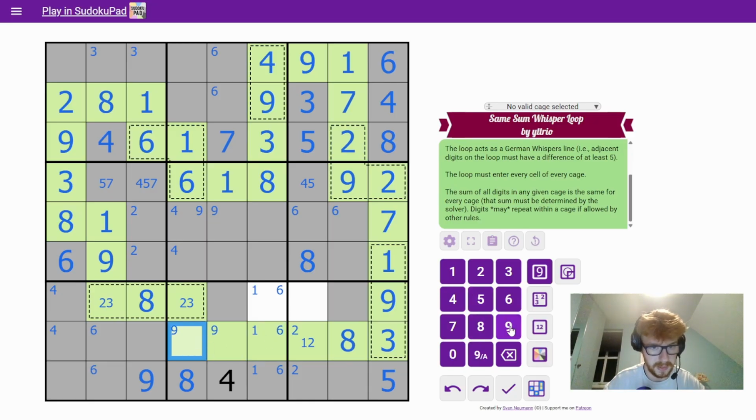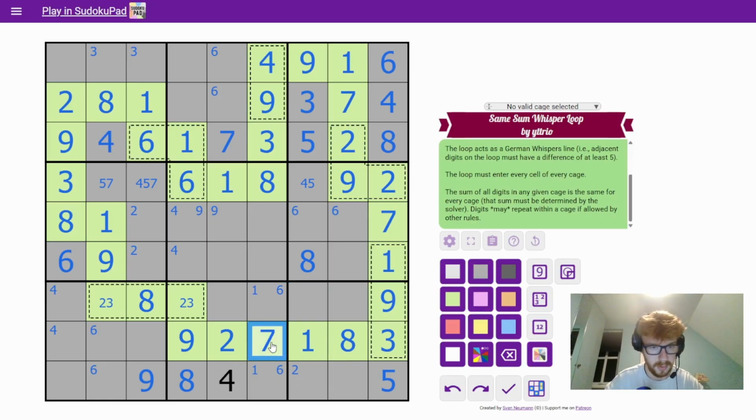Then this must be... Oh, that cannot be a 9 anymore because of the checkerboard pattern. So that must be a 9. And the next digit is not a 1 or a 3, so it's a 2. Then this is a 7. And that's a 1. That's it. That is the whole loop.